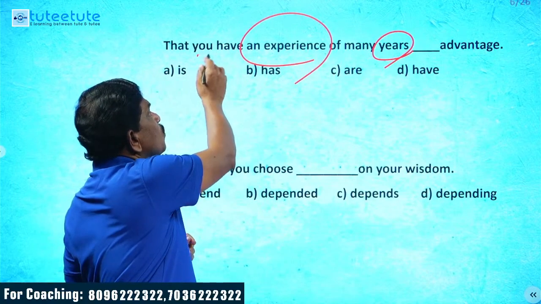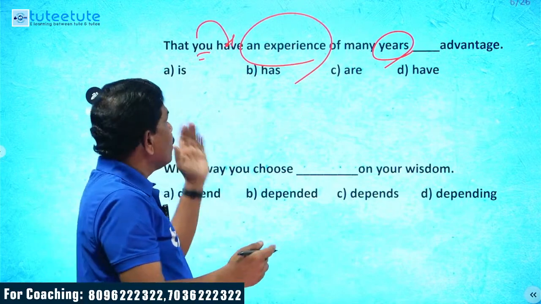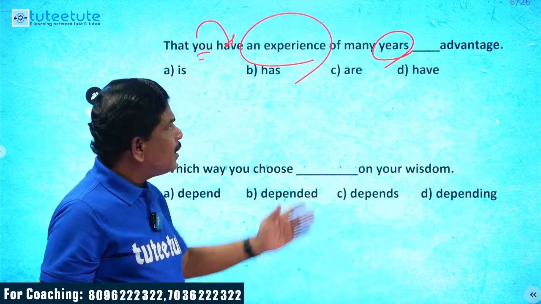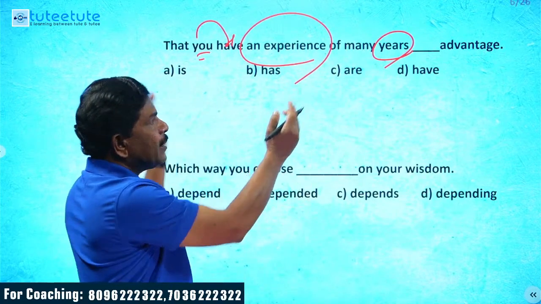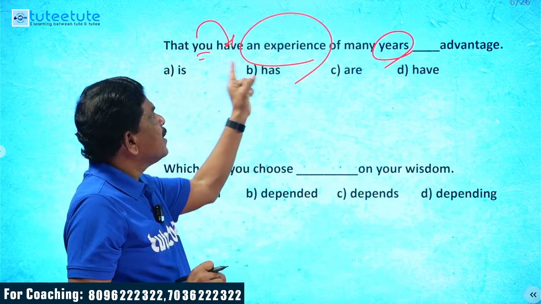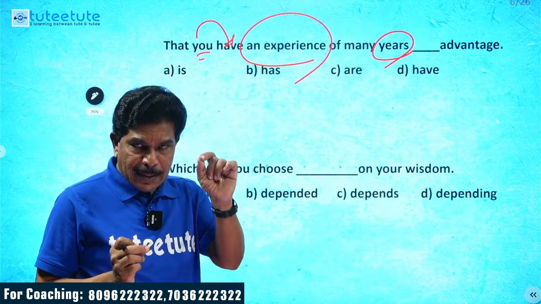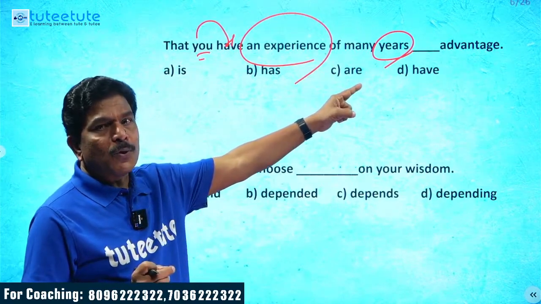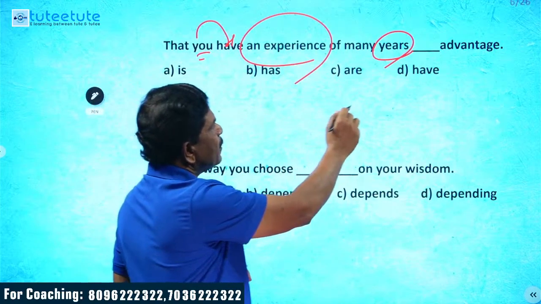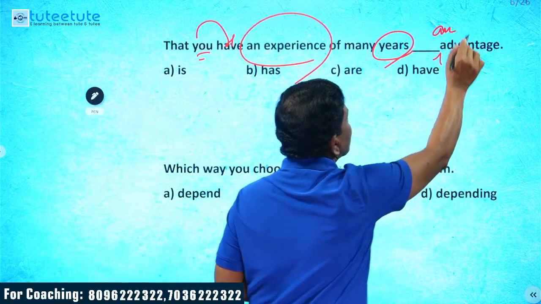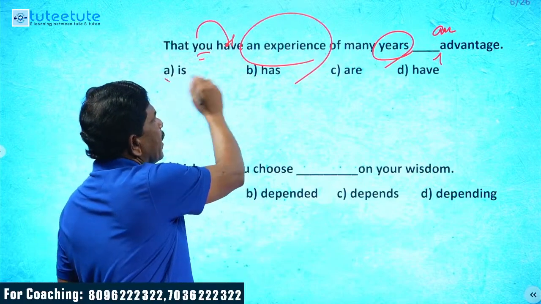Though there are other words after and before an experience. For example, you is here. You is followed by have. Okay, but you is not the focused subject. Years is not the focused subject. In fact, in that clause, the focused subject is an experience. You have an experience of many years. That is the focused subject. Therefore, it must be followed by singular. That is an advantage. So that you have an experience of many years is an advantage.